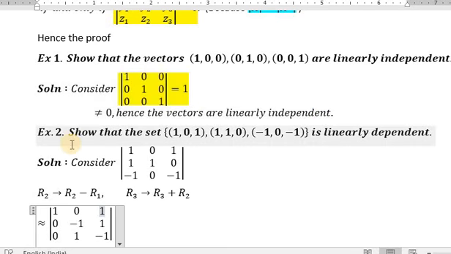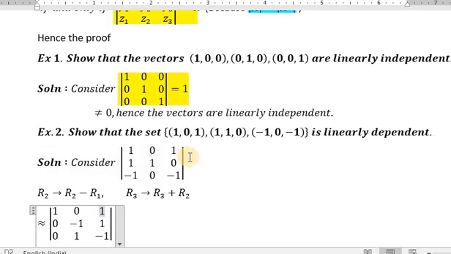Then take up the second problem. Show that the set (1, 0, 1), (1, 1, 0), (-1, 0, -1) is linearly dependent. To show that it is linearly dependent, its determinant must be equal to 0. Let us take all the first terms as the first column: 1, 1, -1. Then 0, 1, 0 as the second column, then 1, 0, -1 as the third column.